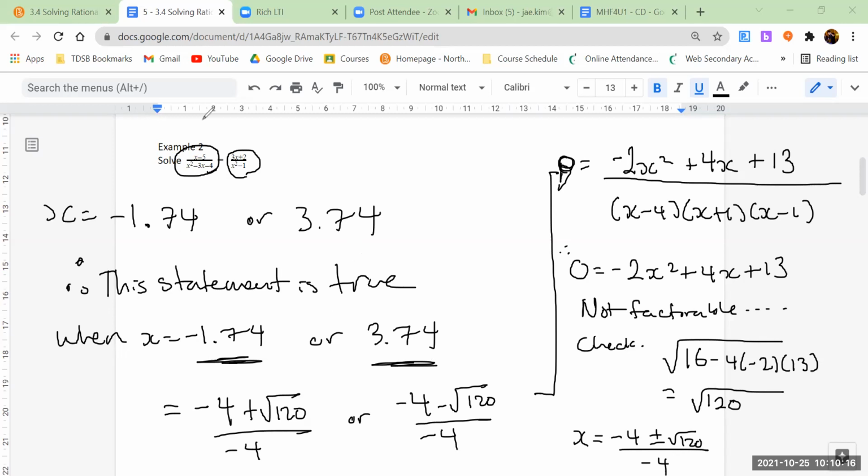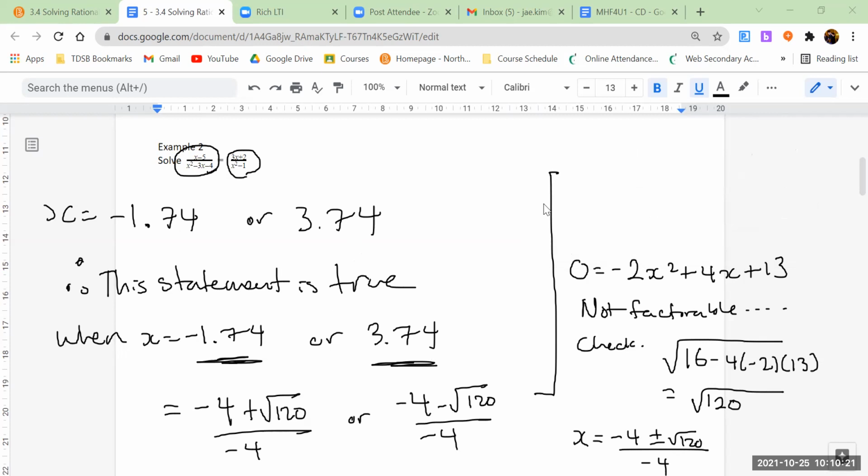Can you reduce it? Some people are just waiting for me to finish so they can take a break.